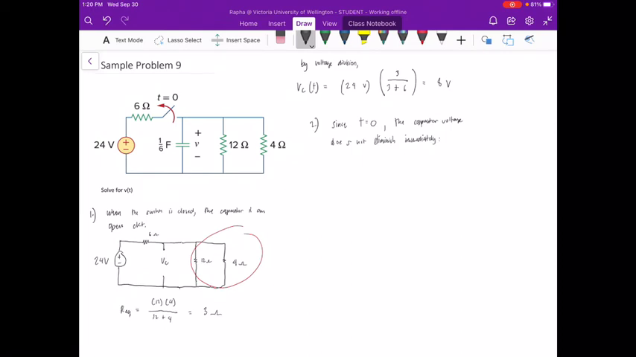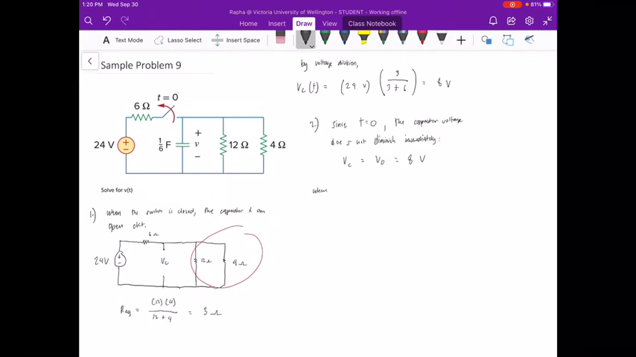So in order to observe that reality, we have V sub C, which now becomes our V sub O, equal to 8 volts. So our V sub O is a constant value since we have the circuit initially connected to a voltage source.